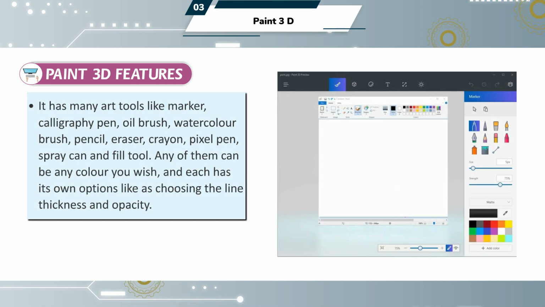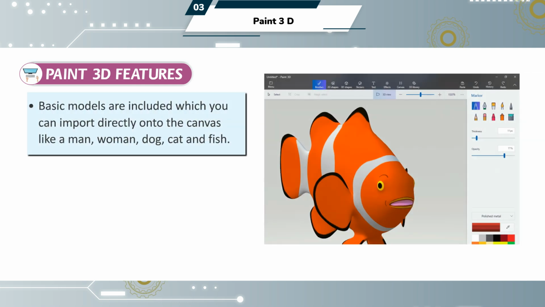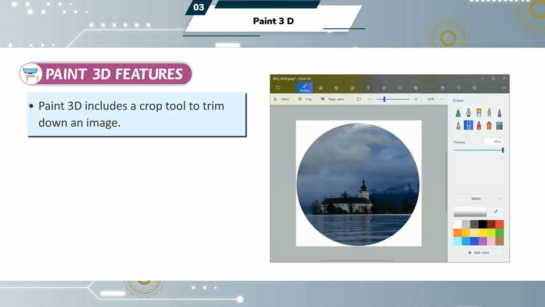Paint 3D features. It has many art tools like marker, calligraphy pen, oil brush, watercolor brush, pencil, eraser, crayon, pixel pen, spray can and fill tool. Any of them can be any color you wish, and each has its own options like choosing the line thickness and opacity. Basic models are included which you can import directly onto the canvas like a man, woman, dog, cat, and fish. Paint 3D includes a crop tool to trim down an image.